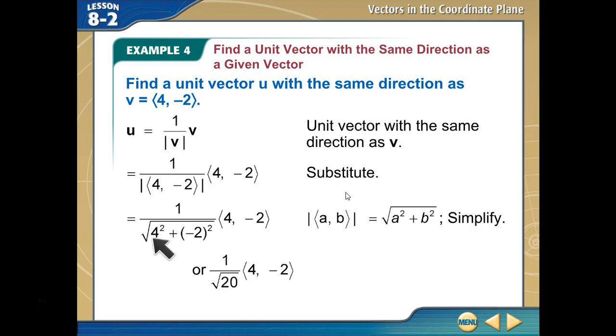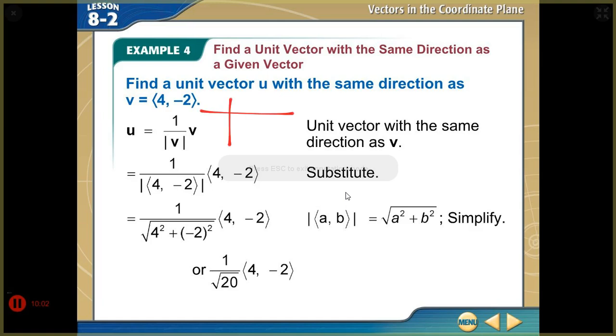So the idea is this is my vector, 4, -2. To find the magnitude, I just do the first component squared plus the second component squared, take the square root, right, which gives me 1 over root 20. I scale my vector by that value. So I'm going to push this radical through to both of my values, and that will give me a unit vector in the same direction as 4, -2.